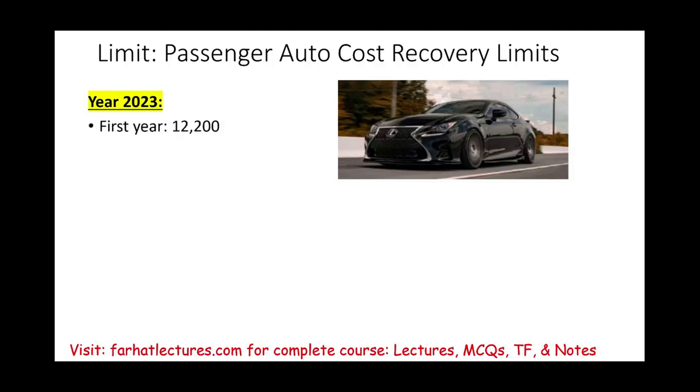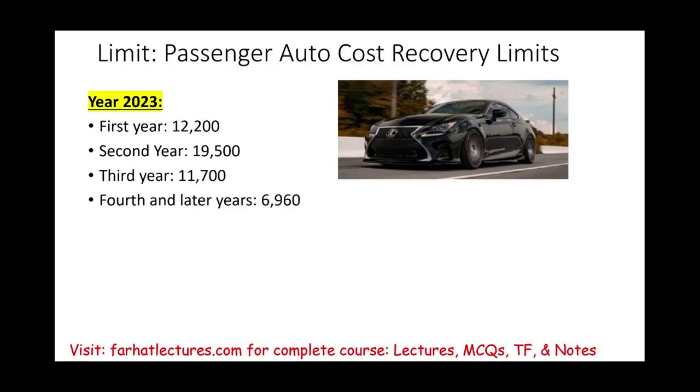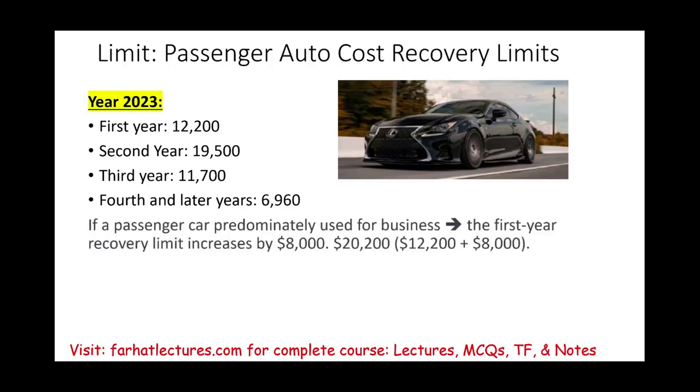The first year, you are limited to 12,200. The second year, 19,500. The third year, 11,700. The fourth and any future years is 6,960. Again, those will change. Now, if the car is mainly used for business, the first year recovery, you can add 8,000 to it. Therefore, the first year, you can take 20,200. They're trying to help you out if it's used for business.